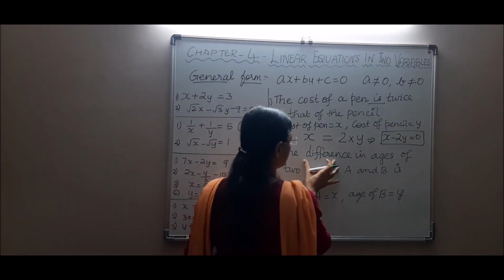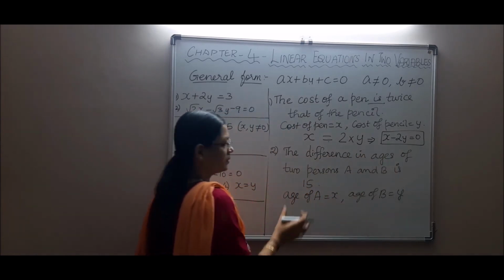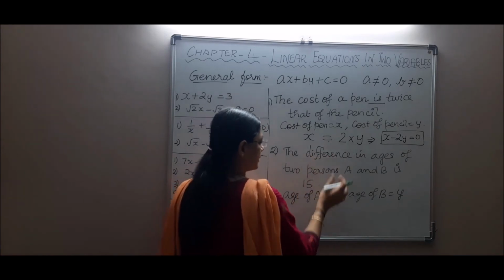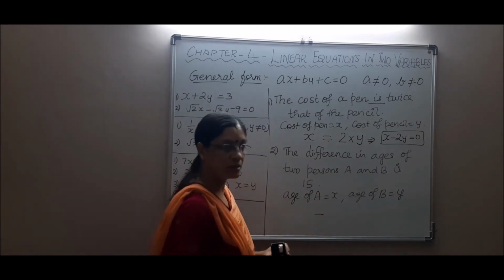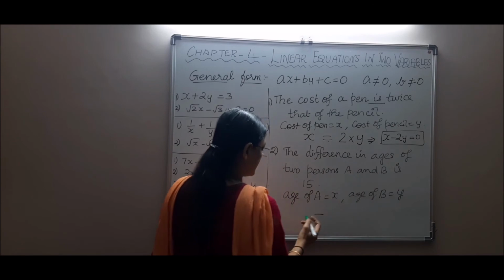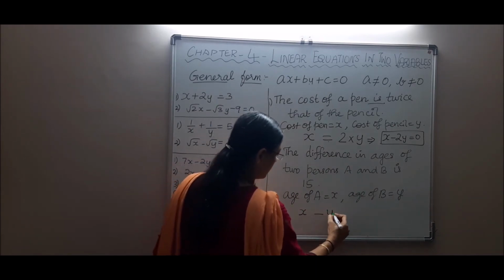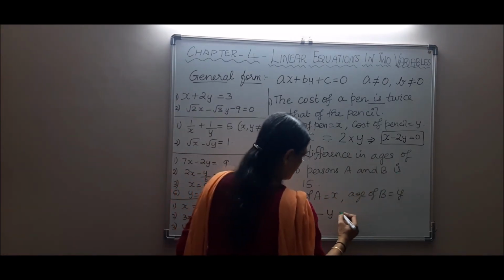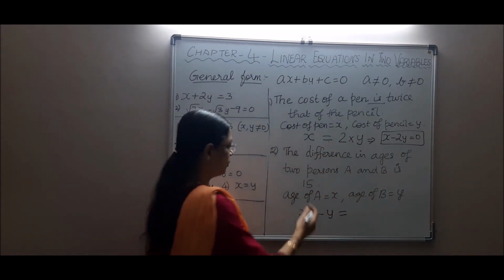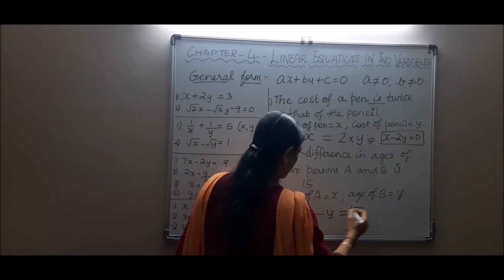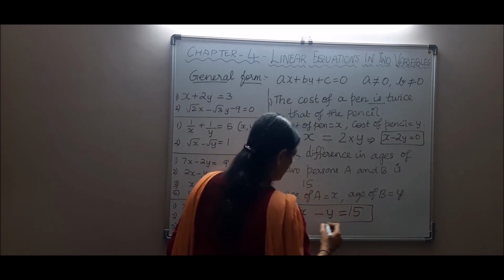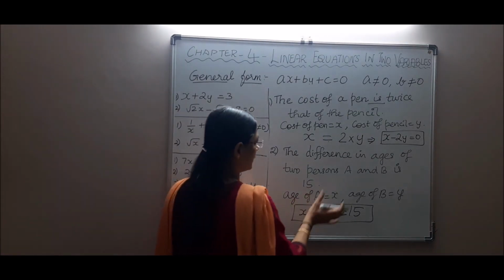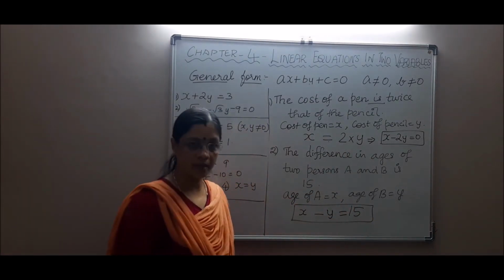Now what are we given? The difference in ages of the two persons A and B. So what is the difference? Difference is subtraction, isn't it? So the difference in ages of two persons A and B is X minus Y, is equal to, what is given? It is given 15. See, this is the linear equation, the mathematical interpretation of the given statement.